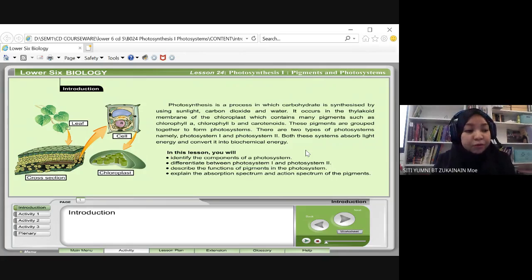By right, both photosystems have the same function, but they have a slight difference in the absorption of wavelength. In this lesson, I would like you to identify the components of a photosystem, differentiate between photosystem 1 and photosystem 2, describe the functions of pigments in the photosystem, and explain the absorption spectrum and action spectrum of the pigments.